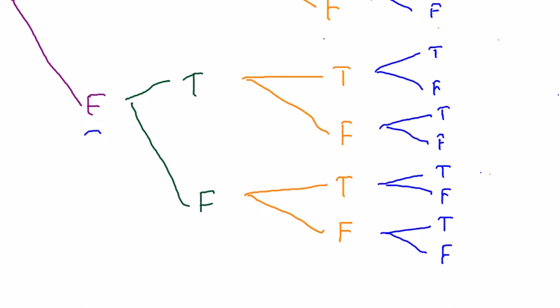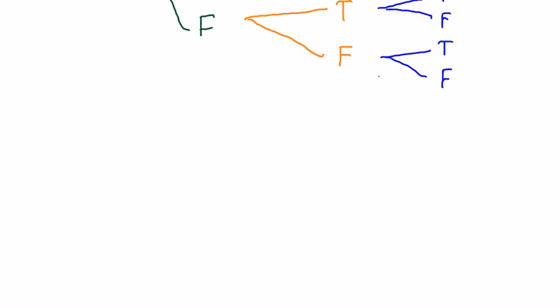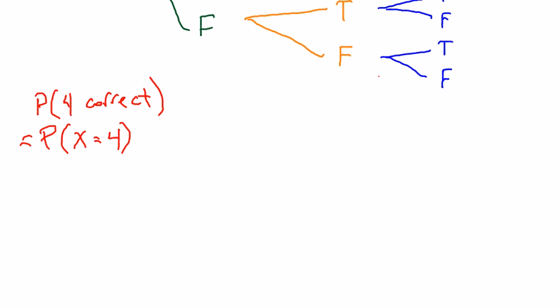So the probability that this person is going to get 4 correct, or if I use set notation, the probability that our unknown variable, which is the number correct, equals 4, is going to be one way that could happen out of 16 possible outcomes. Okay?